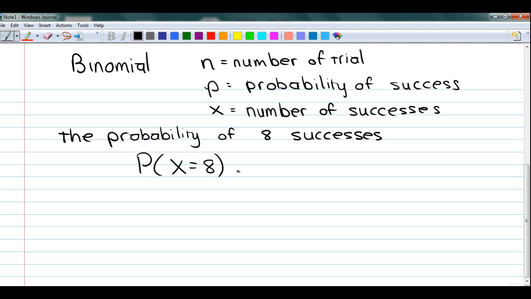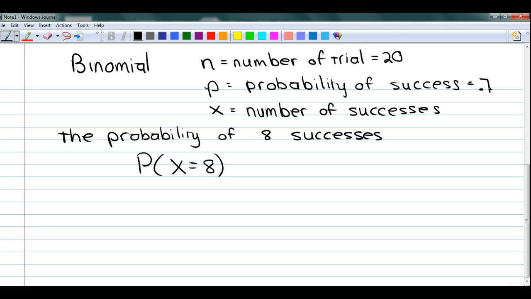Now let's say we had 20 trials and the probability of success is 70%, 0.7, and I want to know the chance of having exactly 8 successes. For example, probability you survive some surgery is 70%. The doctor's going to perform 20 of those surgeries. What are the chances exactly 8 patients survive? Not 9, not 7, exactly 8. That's what we want to calculate.